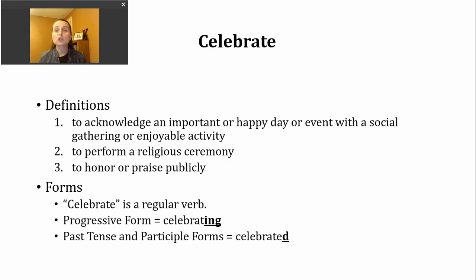To make the progressive tense, we need to drop the E and then add ing to form celebrating. The past tense and participle forms of this verb are made by just adding D, since this verb already ends in an E. The verb celebrate ends with a T sound, so the past tense ending here is going to make an id sound. Celebrated, celebrated.